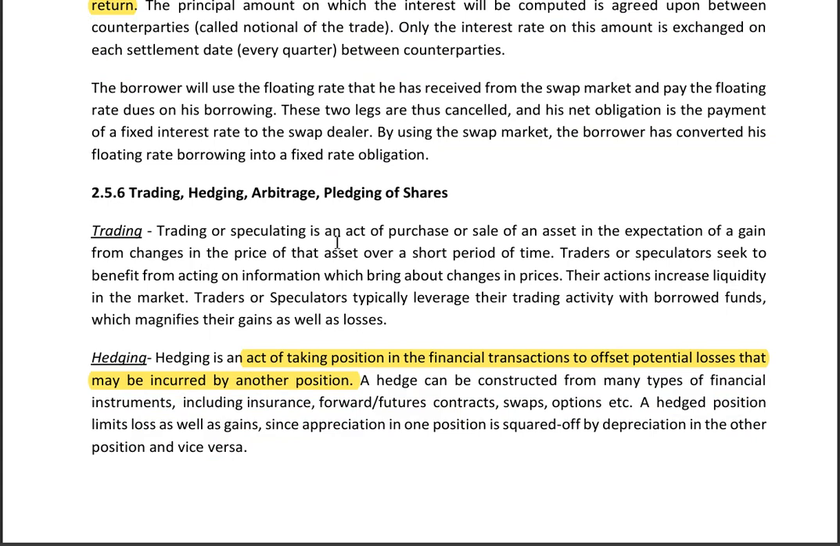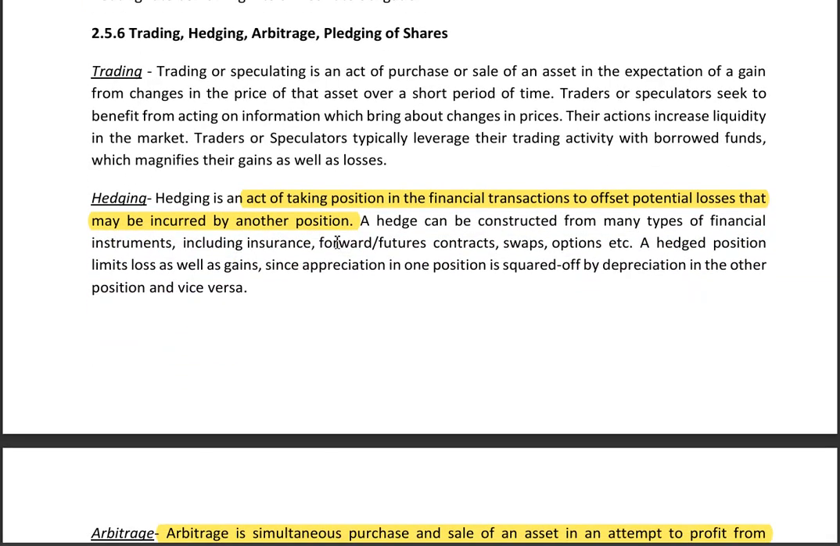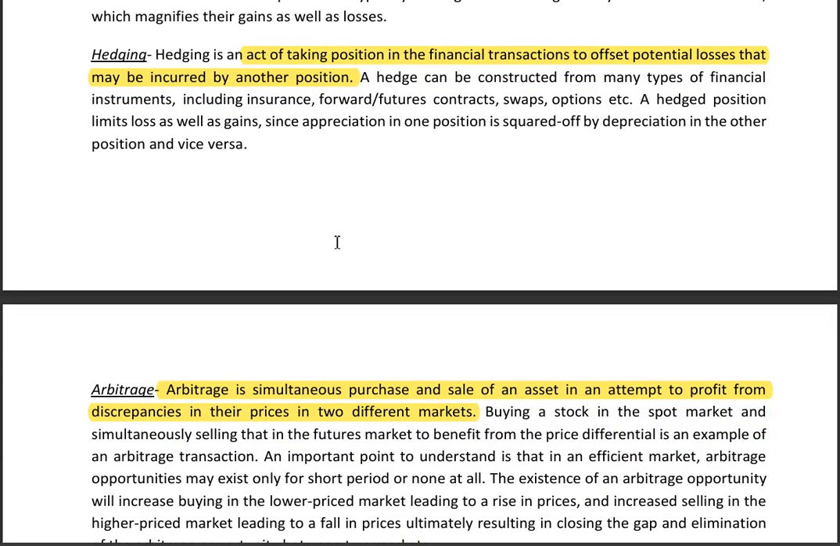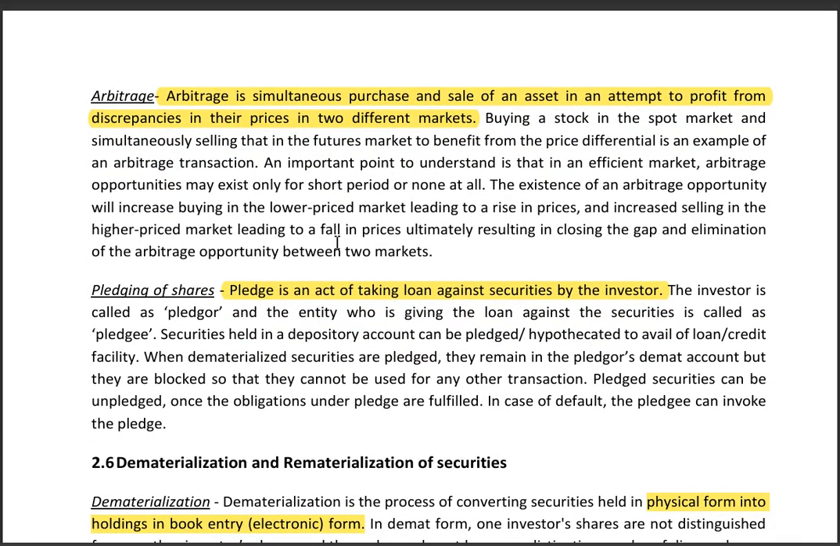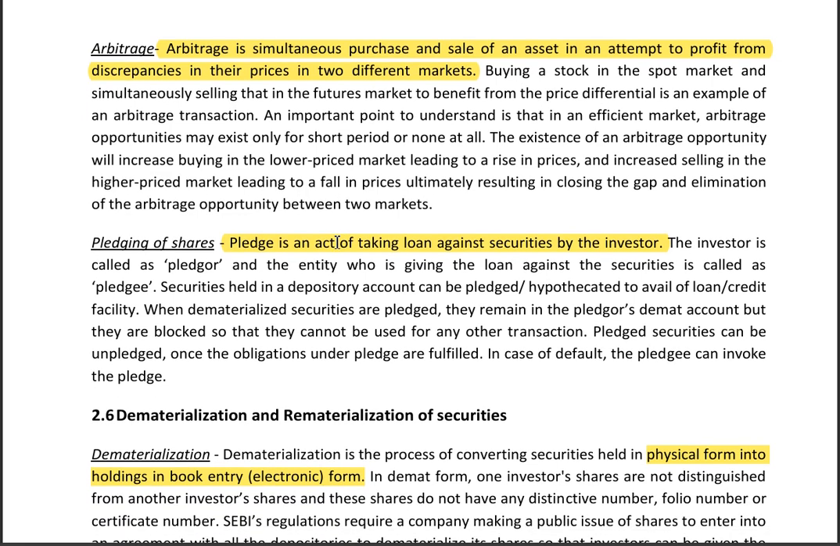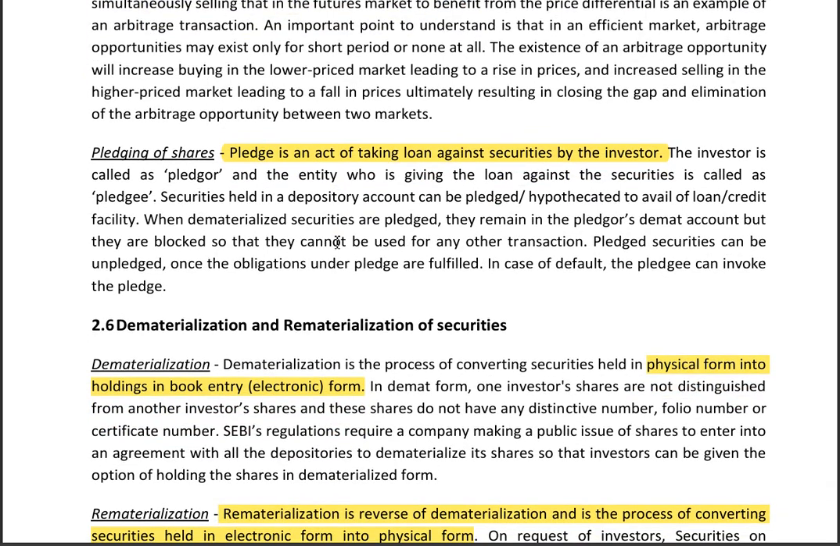Trading, hedging, arbitrage, pledging of shares. Trading is buying or selling of securities. Hedging is taking the opposite position of their holdings to mitigate the risk. They hedge to mitigate the loss. Arbitrage is buying at a small price difference in one market and selling in another with a huge quantity. Pledging of shares means keeping our shares as collateral and requesting money as a loan.